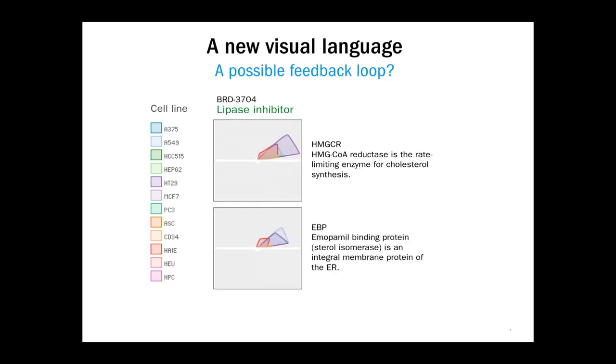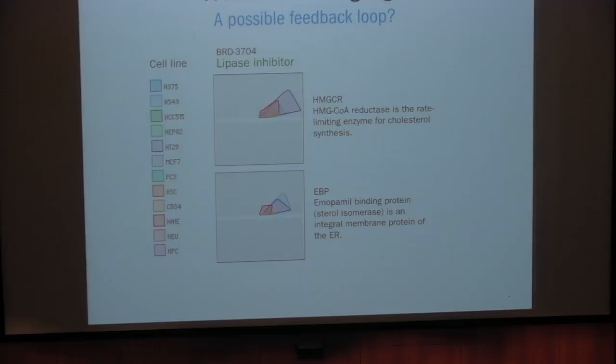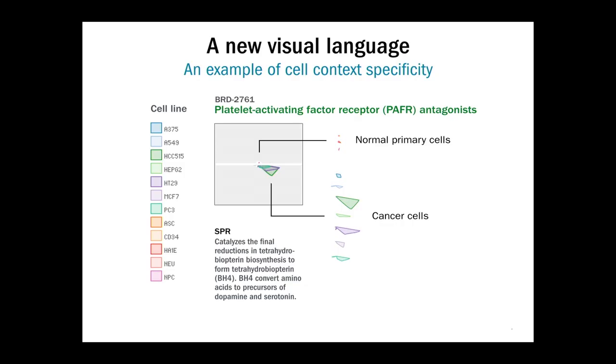A fan shape off in one direction might mean something else. In this case, we have the mode of action of the compound, which is a lipase inhibitor, something that should reduce the production of fat, yet it's causing genes related to fat production to go up. So this perhaps is a picture of a feedback loop. We deliberately chose cool colors, blues and greens, for one type of cells, cancer cells, and warm colors for normals. So if you see shapes that are predominantly cool colors, those are affecting specifically cancer cells and not normal cells.